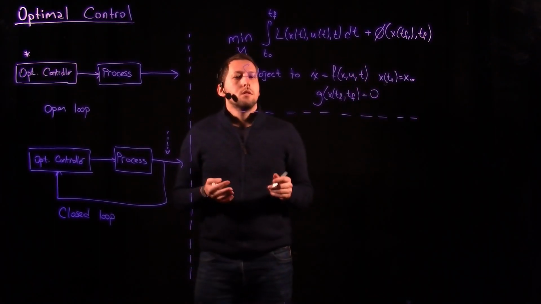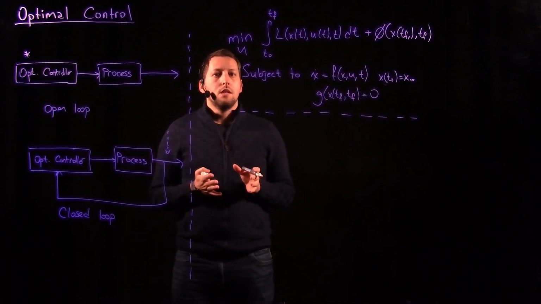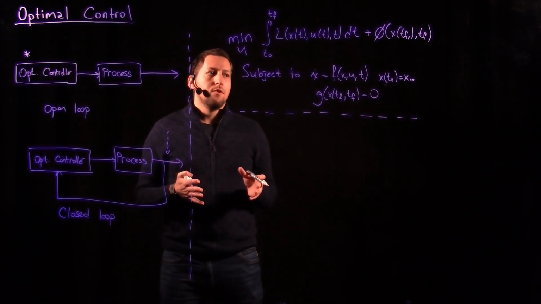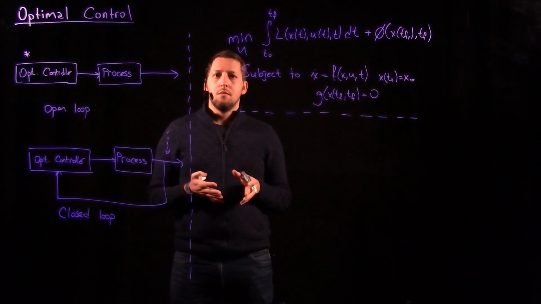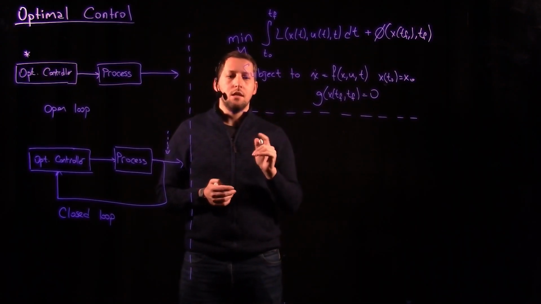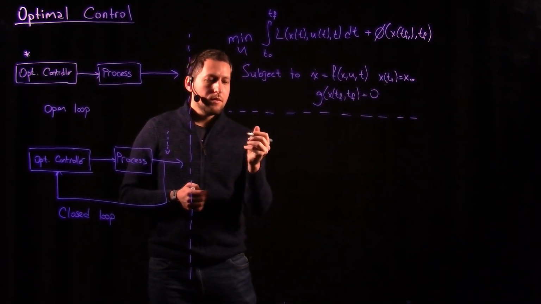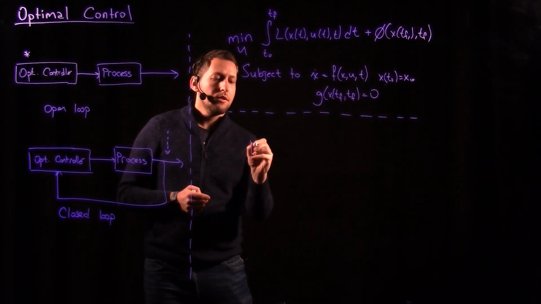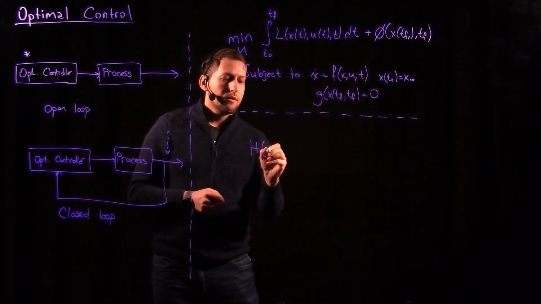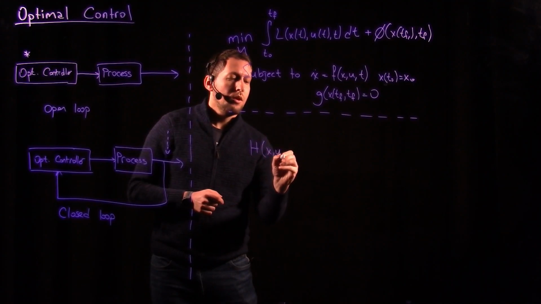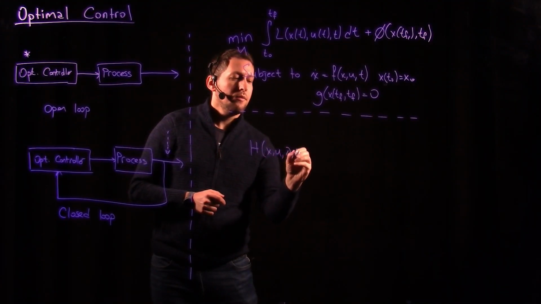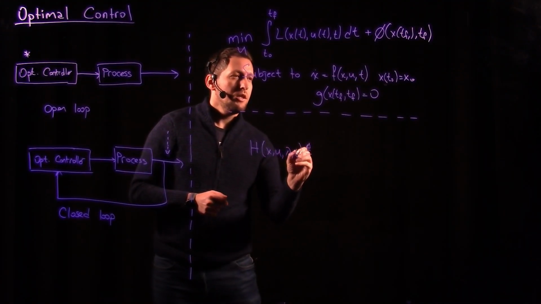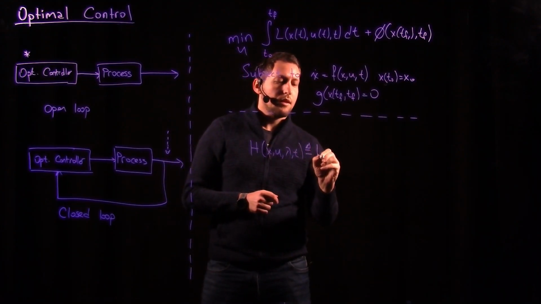Okay, in order to derive the necessary conditions, first we need to define another type of formalism here, and this is named as the Hamiltonian of the system. The Hamiltonian is defined with the letter H, and it's a function of x, u, lambda, and t. And by definition, it can be written as something like that.